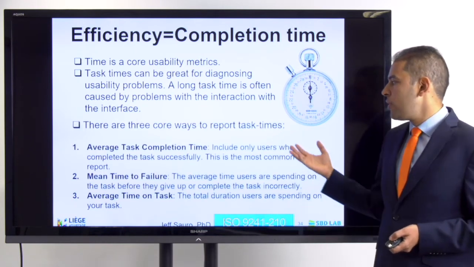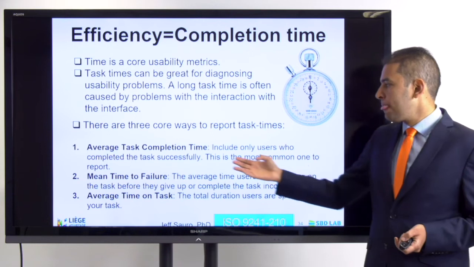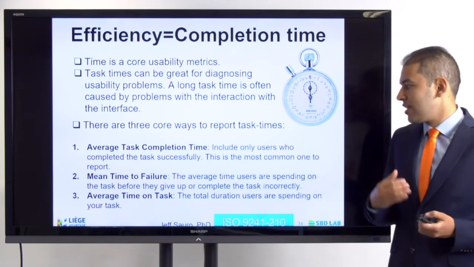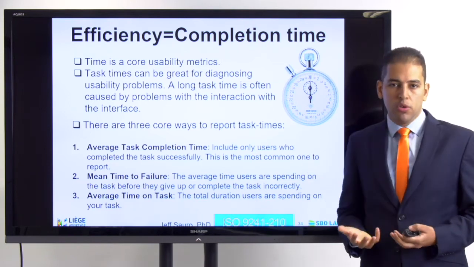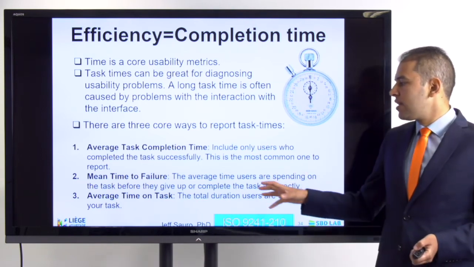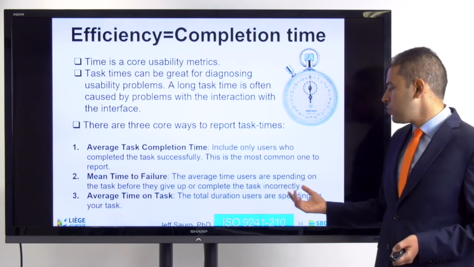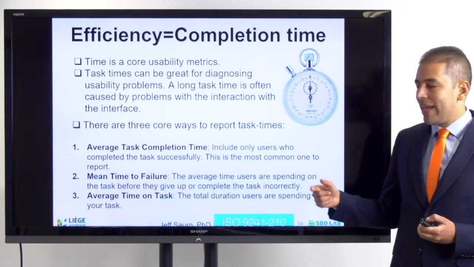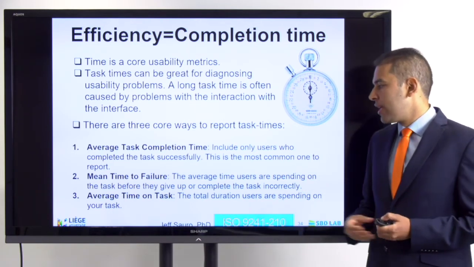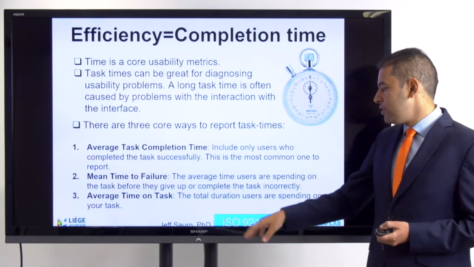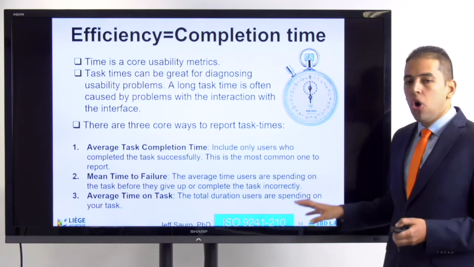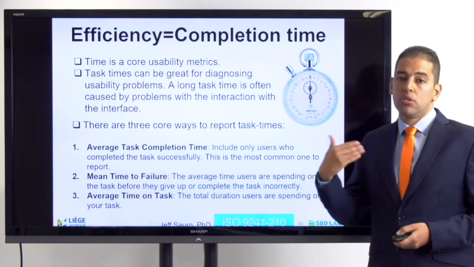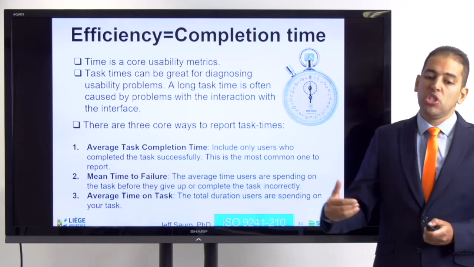A long task time is often caused by problems with the interaction with the interface. So there are three core ways to report task times. First of all, the average task completion time, and this includes only users who completed the task successfully, and this is the most common one to report. The second measure is the mean time to failure. Here it is the average time users spend on the task before they give up or complete the task incorrectly. And the third parameter is the average time on task, and this is the total duration users spend on your task. These are the three core ways to report your task time and the efficiency of your software.